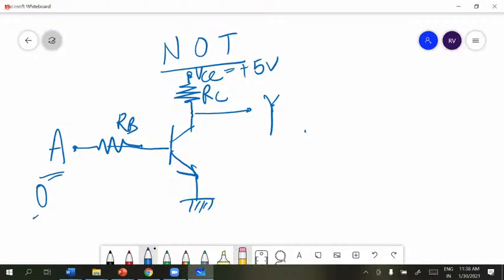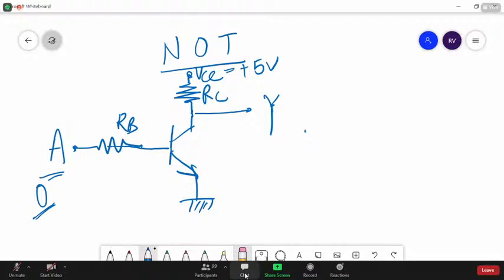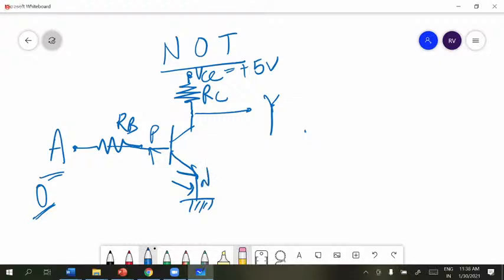I'm giving some logic input, 0 volts, here. So what will happen in this case? You know this base to emitter junction voltage, how much will it normally be? This is the NPN transistor you said, no? Normally, if it is silicon, it will be equal to 0.7 volts, right? So the input is less than this potential. Then the transistor is in cutoff condition. No current is flowing through it.